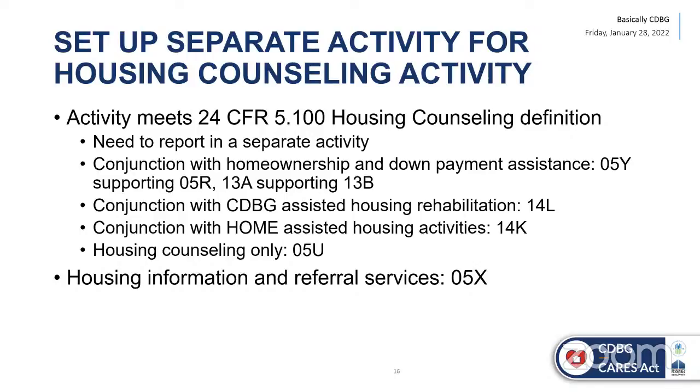The 05Y is the counseling that's supporting homebuyer down payment assistance. 05R is the actual homebuyer down payment assistance, and that's as a public service. And then you have your 13A and 13B, and 13A is the counseling when providing homeowner assistance, and 13B is the direct homeownership assistance under low mod housing. So again, it's a little bit confusing, but read over those different codes if you do housing counseling to make sure that you are putting it under the proper matrix code.